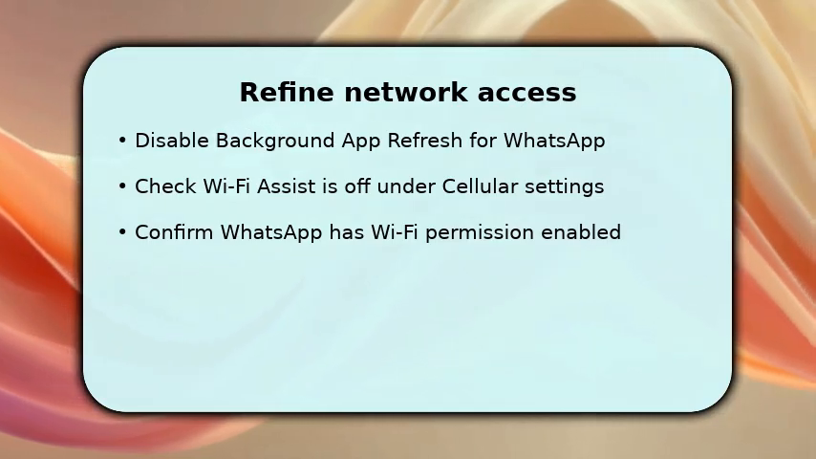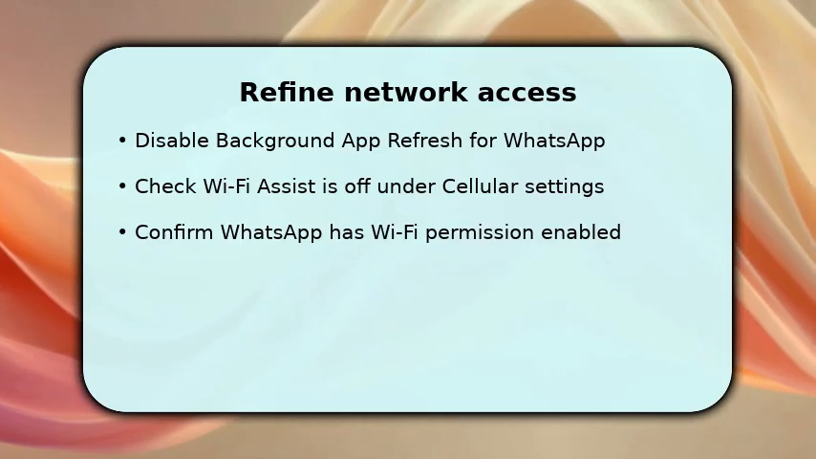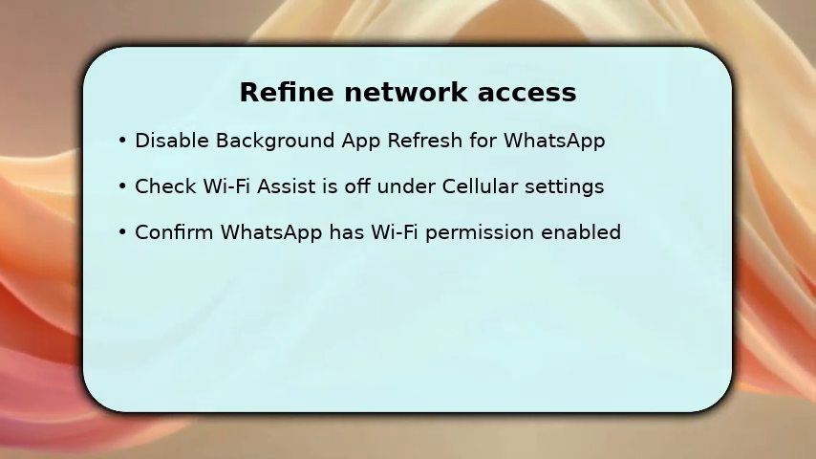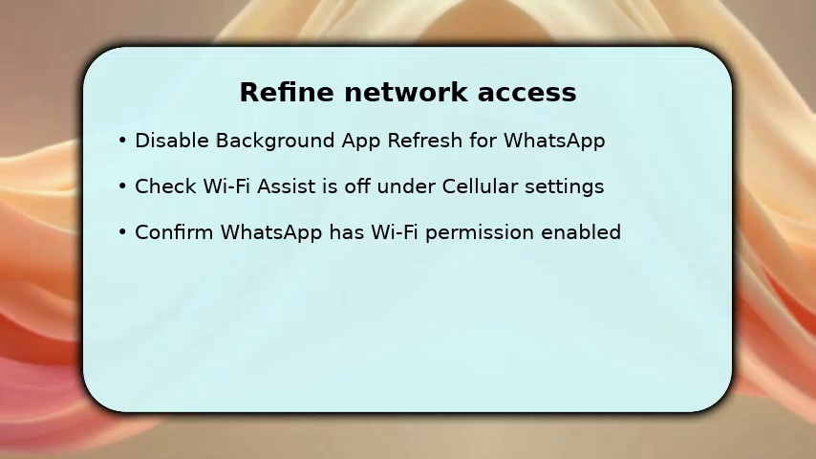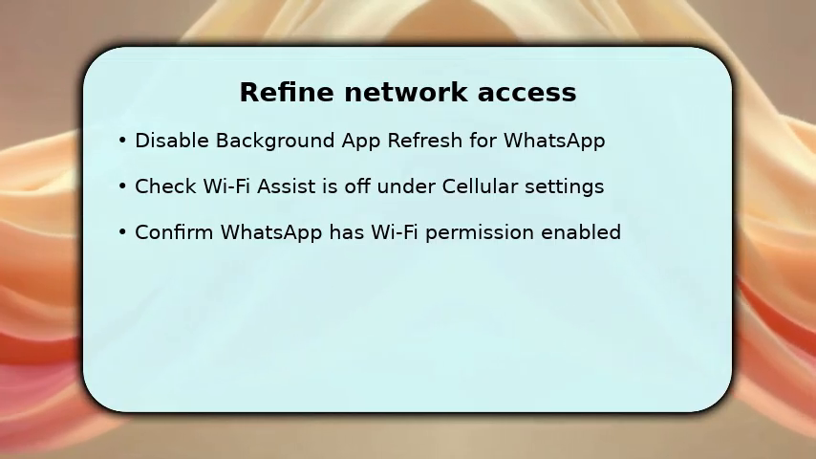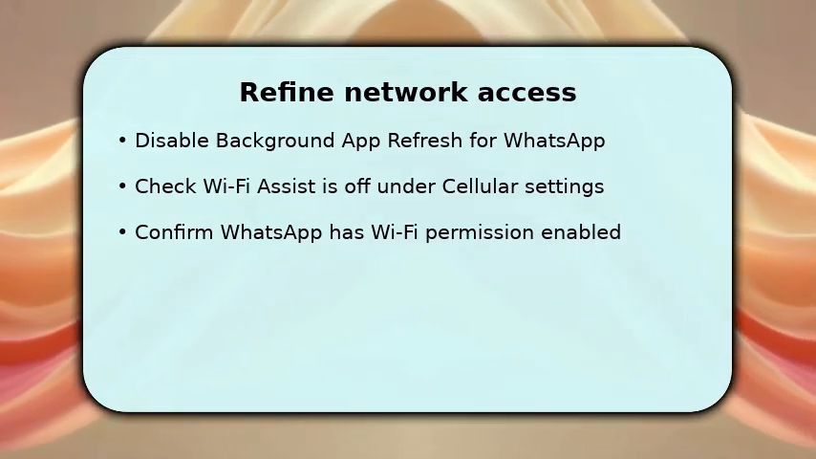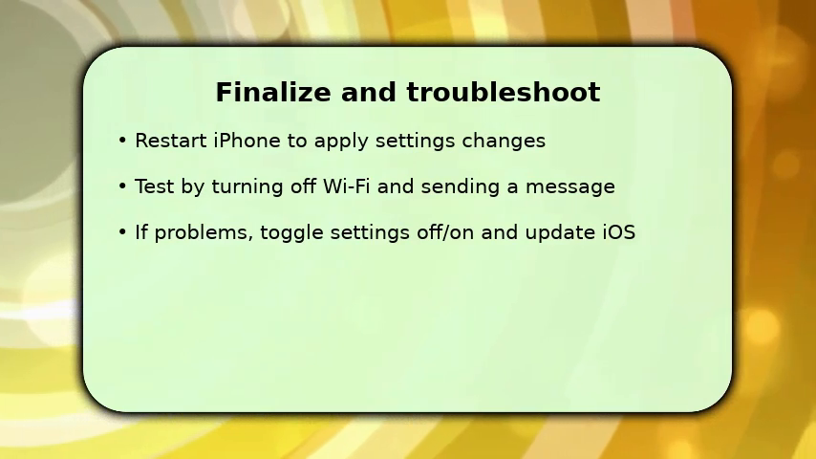Finally, confirm WhatsApp is allowed on Wi-Fi by checking its permissions. This ensures messages sync only when on Wi-Fi and prevents accidental cellular use. Finish by restarting your iPhone so all network permissions refresh.